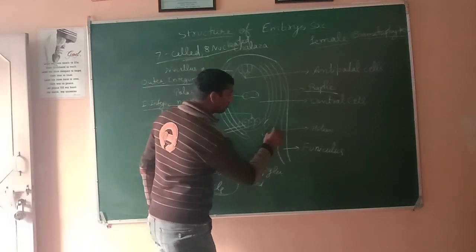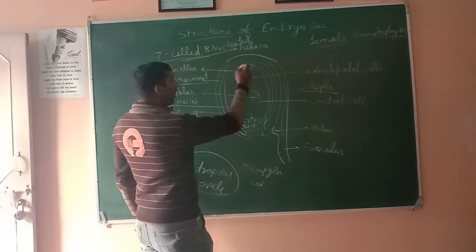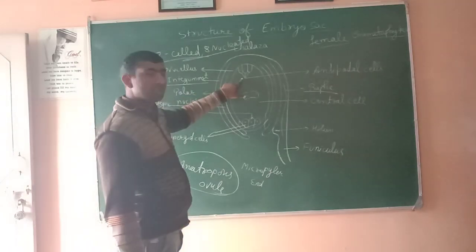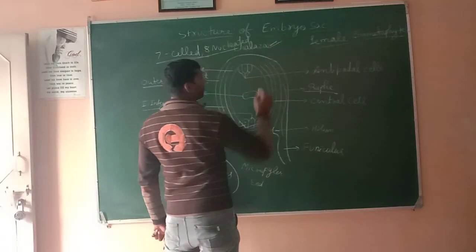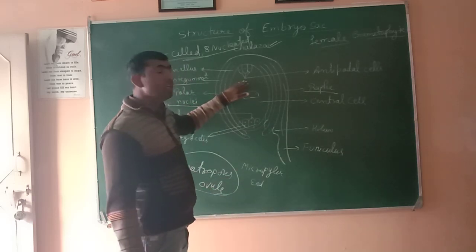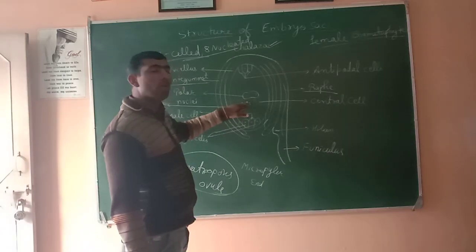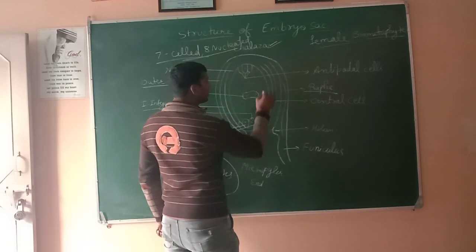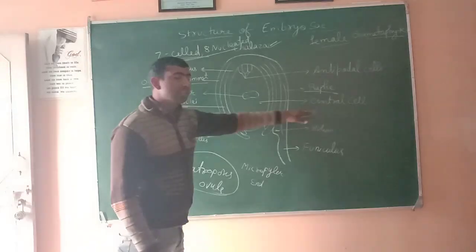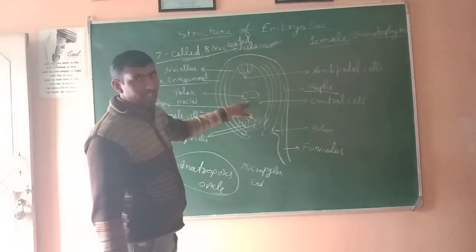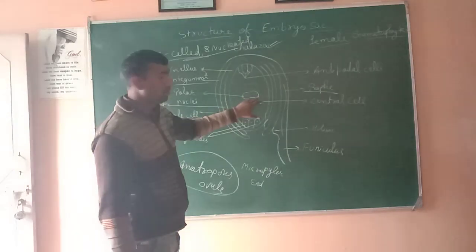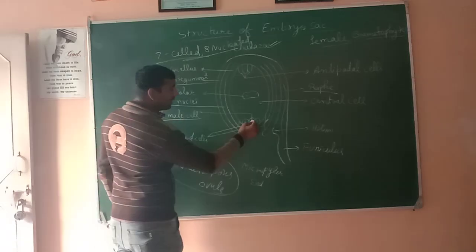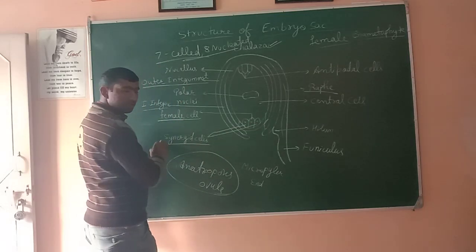This is the hilum, right? Okay, now we have 7 cells in the mature ovule. Antipodal cells are present towards the chalaza, and there are 3 antipodal cells. This portion is called the central cell, and in the central cell there are 2 polar nuclei. The female cell, the egg cell, is present in the middle of the synergid cells, right?